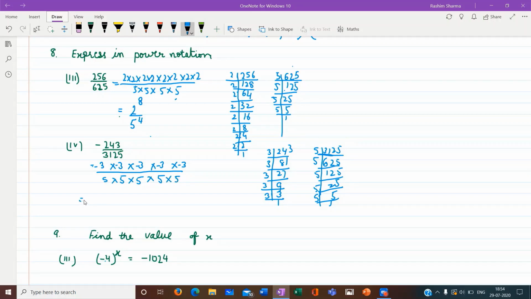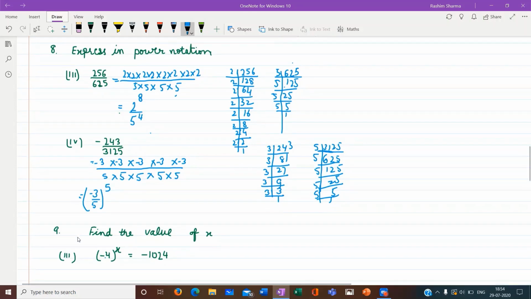So both minus 3 and 5 are multiplied 5 times. So 5 is the common power to both. So we can write it as minus 3 upon 5 raised to power 5. Alright. Now let us come to question number 9.